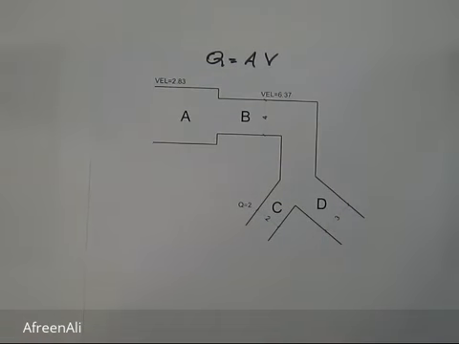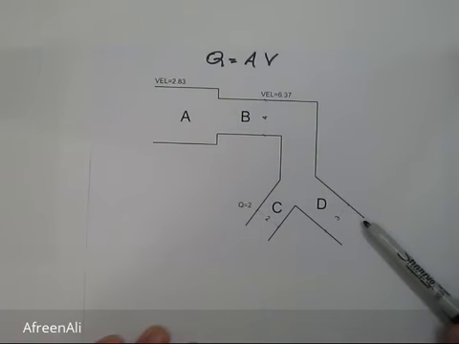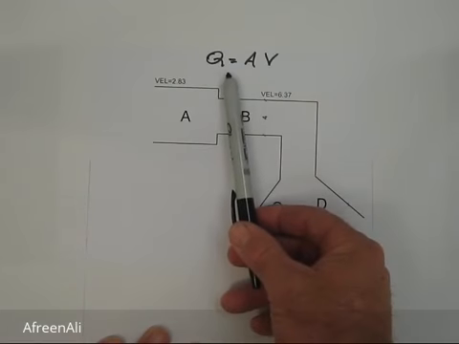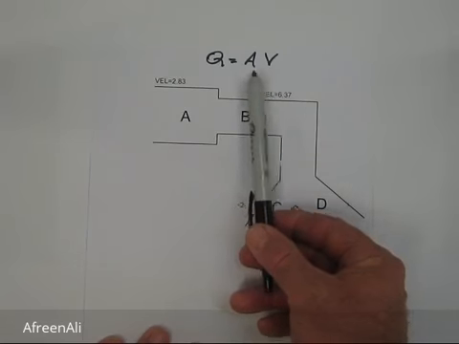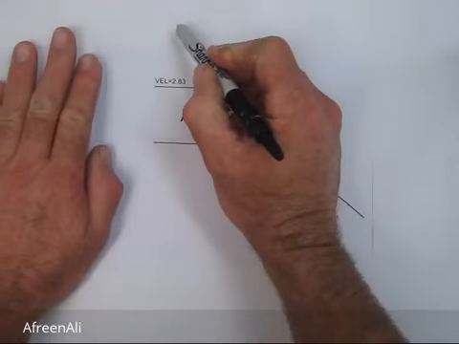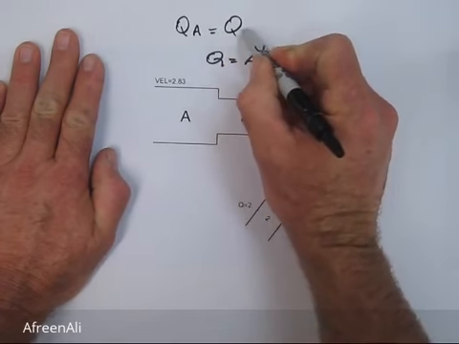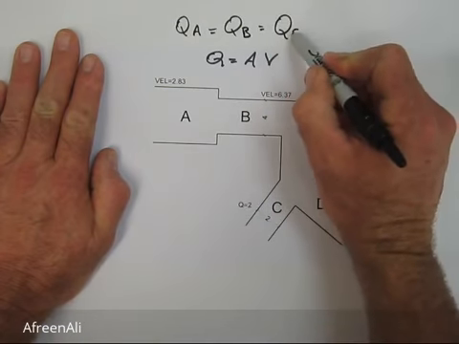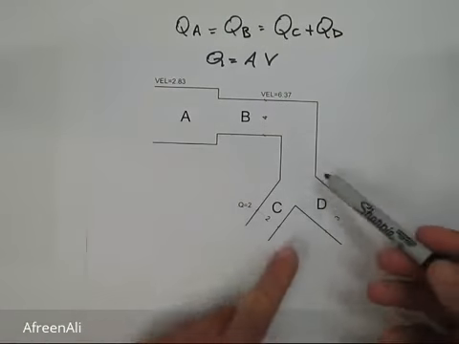In any given system with fluid running through it, we consider that the flow rate is the same right throughout the system. That's because you consider water to be non-compressible. It's different for a gas system, but taking this formula Q, meaning flow rate, equals area times velocity, we can say the flow rate at A, or QA, equals the flow rate at B, which is also equal to the sum of the flow rate at C and the flow rate at D.